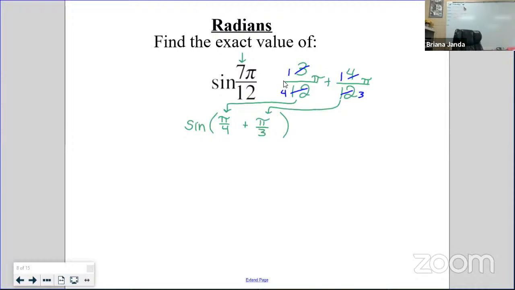Questions? I know that was a long drawn out way of me talking about that. Once we get it down, it's going to go faster, I promise. So now we look. This is a sine of a sum. So we go to our sine of a sum formula. Our sine of a sum formula says this is equivalent to sine of the first angle, cosine of the second angle, plus cosine of the first angle, sine of the second angle.